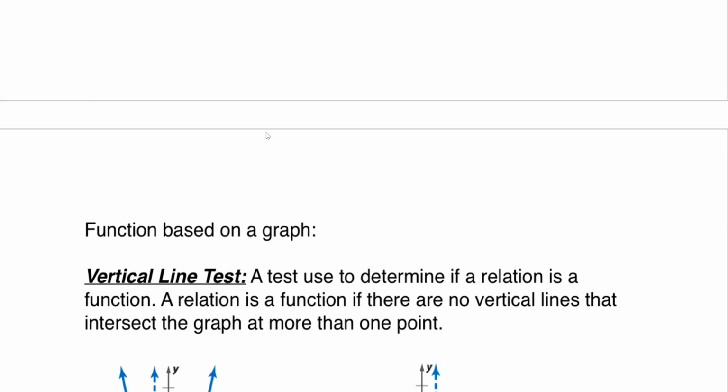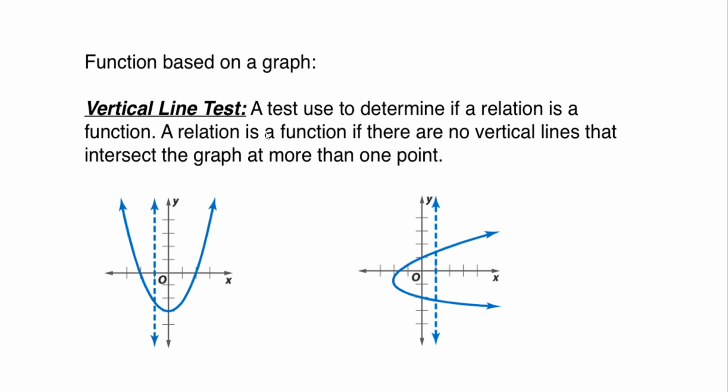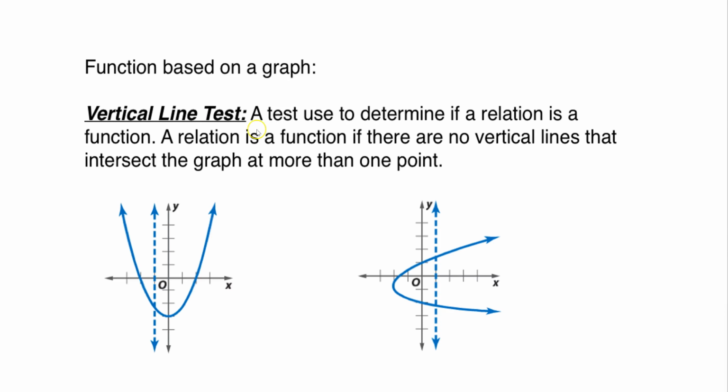Next, what if I give you a graph? If you want to tell whether something is a function based on a graph, we do what's called a vertical line test. So the general idea is this. You draw a vertical line. If you hit the graph only one time, then you pass. So it's a function.